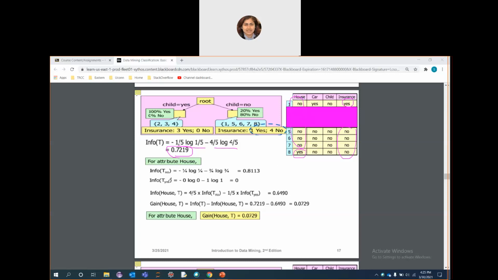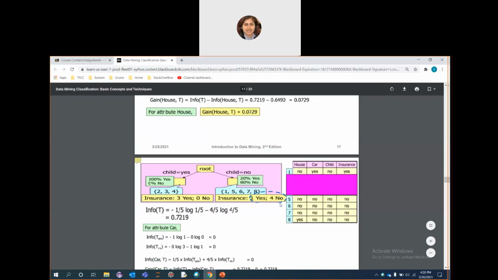Okay. So for T no, we need to see that out of total 4 no's, we have 3 associated with no of the insurance and 1 associated with yes. That is how you calculate it. And T of yes, there is only one here. 1 yes is associated with insurance, 1 no. So we have this where the no probability is there for insurance. For yes probability, we don't have anything. So it will be 0. Then calculate the info, then the gain in the similar way, and we got this as the value for the attribute house. Okay. In the same way, we need to find out for car.